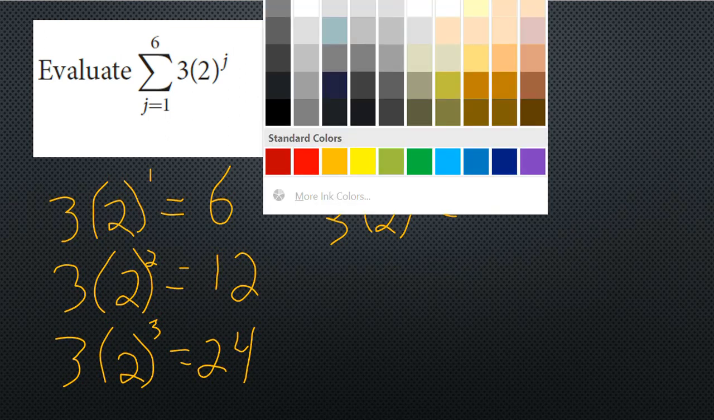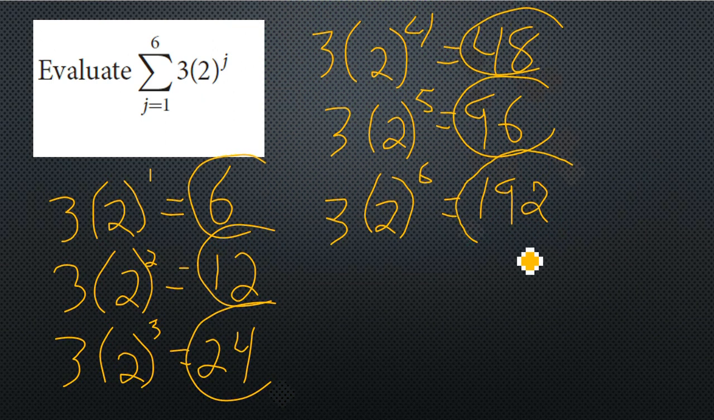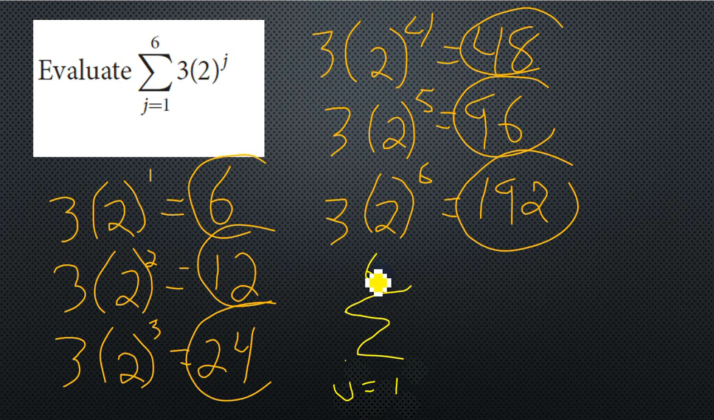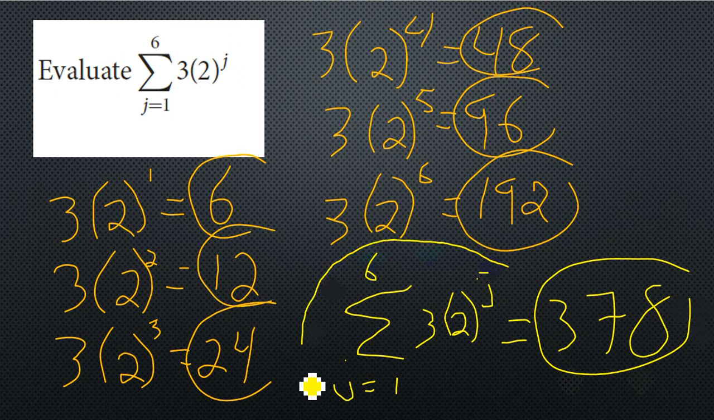So what we're going to do at the very end here, we're going to add up all our pieces. Okay, so we're adding 6 plus 12 plus 24 plus 48 plus 96 plus 192. If we add up all those pieces, what we get is 378. So this expression, j equals 1 to 6 of 3 times 2 to the j, that expression is actually equal to 378. So once you get used to thinking about this left side as equal to a number, we're going to express our sum as a number there.